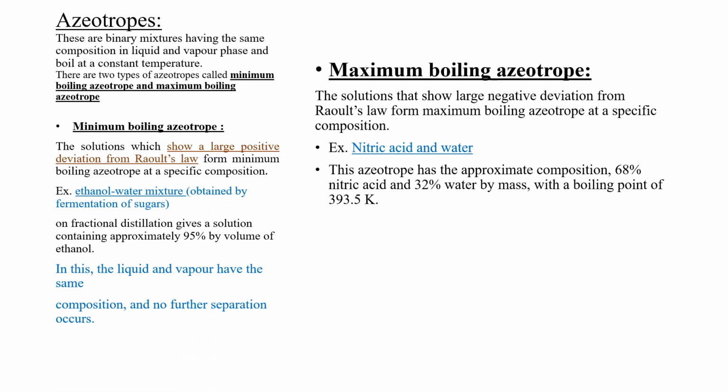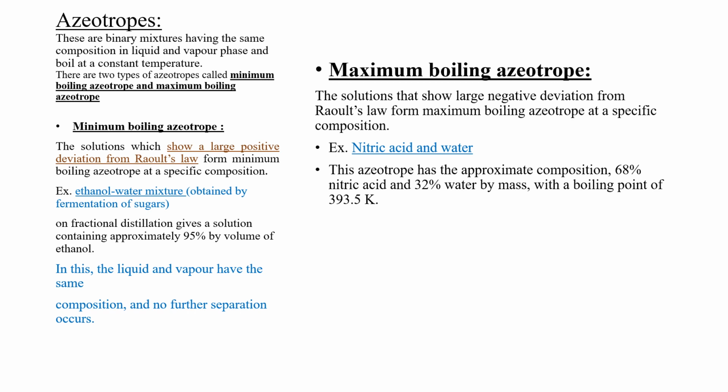Now come to the next, that is azeotropes. Azeotropes are binary mixtures having the same composition in liquid and vapor phase and boiling at constant temperature. The mixtures which have the same composition in liquid and vapor phase and boil at constant temperature are known as azeotropes.